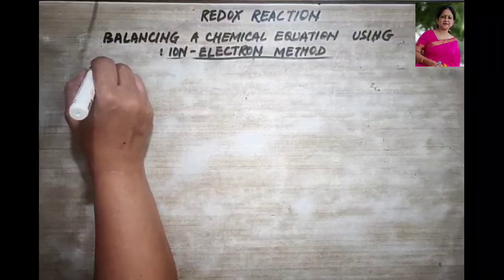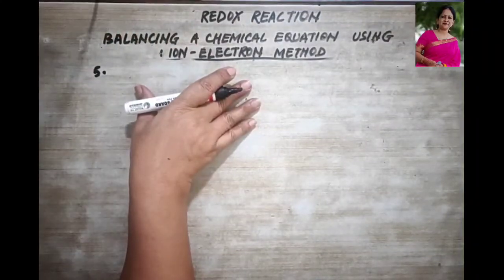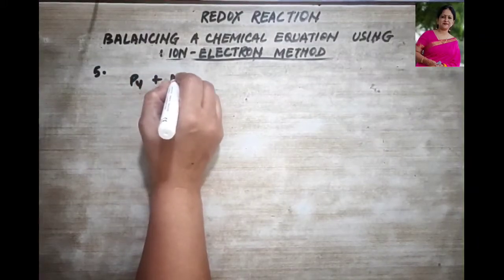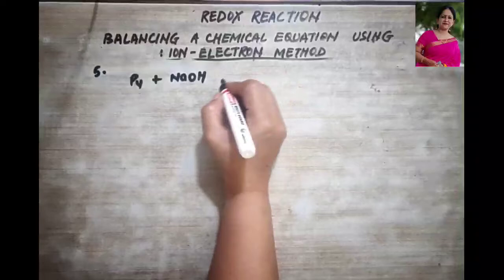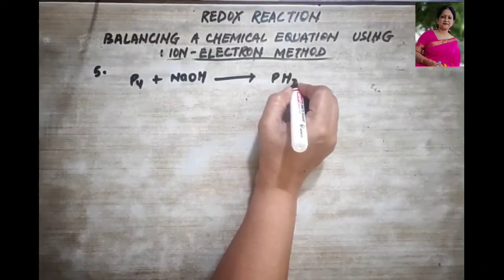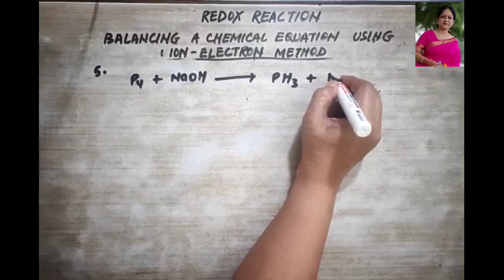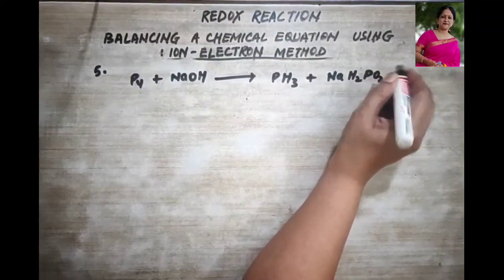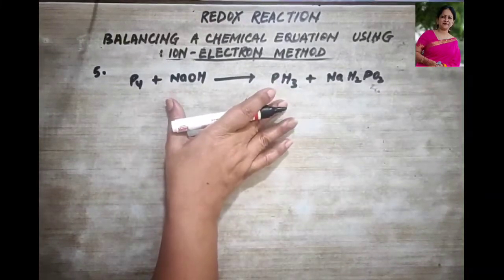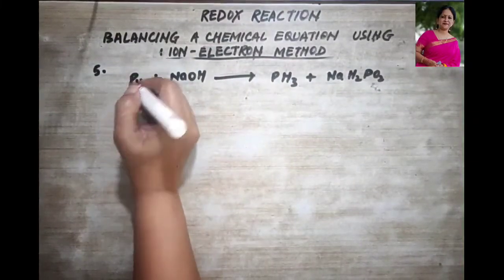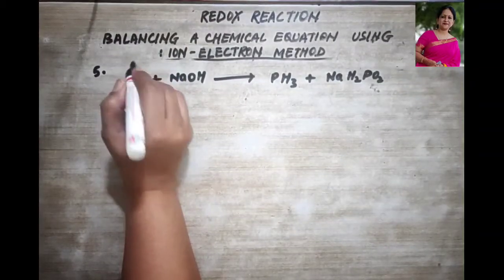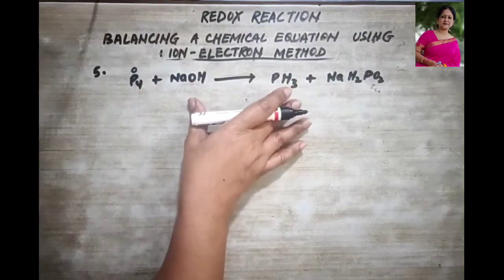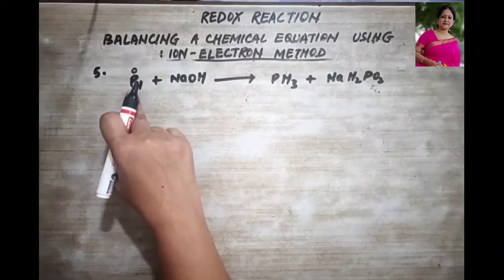Now the fifth equation. Now how to balance a disproportionation equation. So let's take one like P4 plus NaOH. This is going to give us PH3 plus NaH2PO2. Why is it called a disproportionation equation? Let's see. I had already taught you that one element shows oxidation and reduction simultaneously in the same equation. So which element is going to show it?